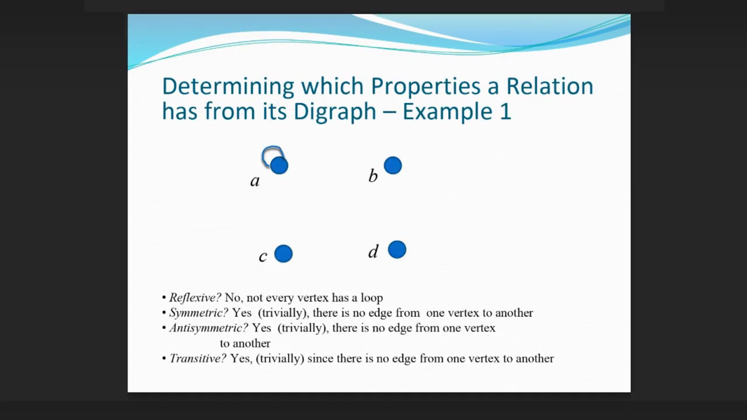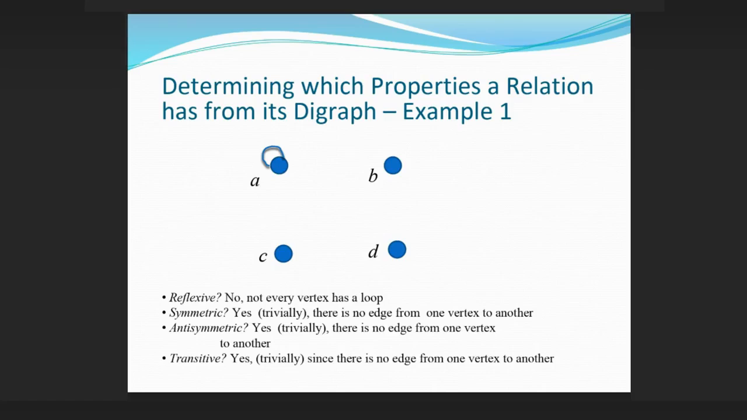Reflexive: no, not every vertex has a loop. Symmetric: yes, trivially, there is no edge from one vertex to another. Antisymmetric: yes, trivially, there is no edge from one vertex to another. Transitive: yes, trivially, since there is no edge from one vertex to another.